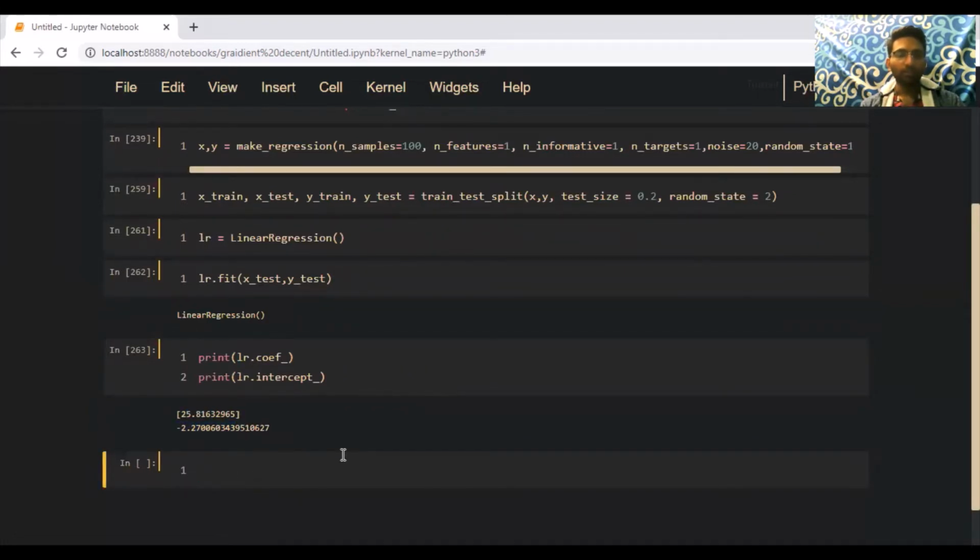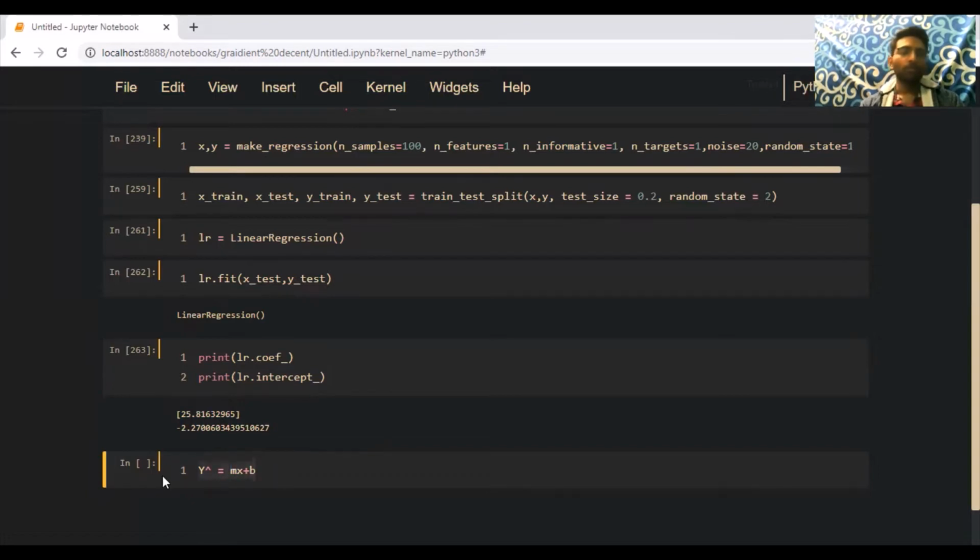What the coefficient and intercept are: as we know, the formula for the best fit line is y hat equals mx plus b. Here x is my input feature, m is my slope, and b is my intercept. So this is my intercept, and this is my coefficient. The coefficient can also be called the weightage, slope, or the coefficient.